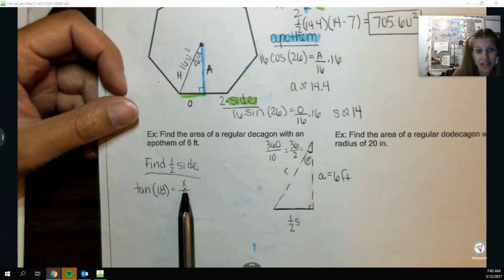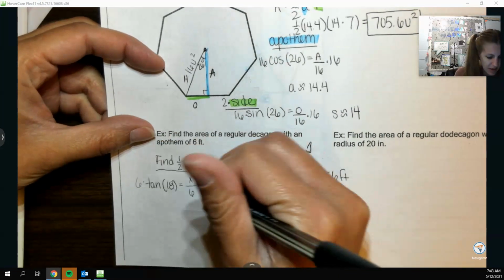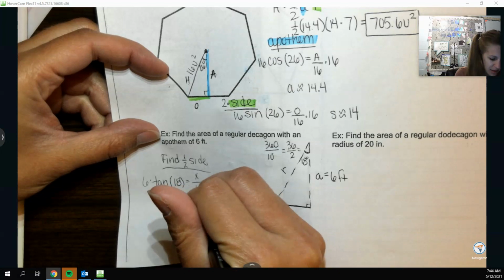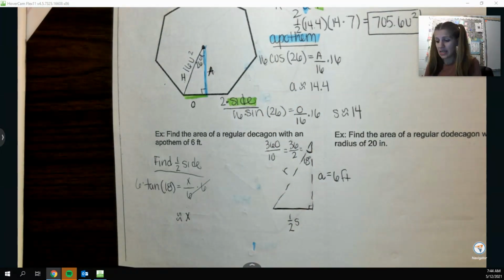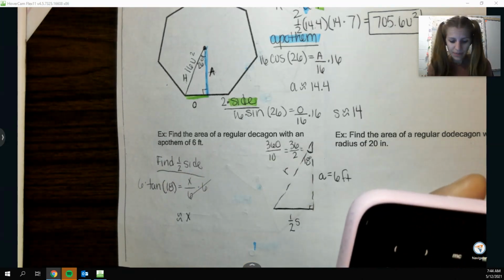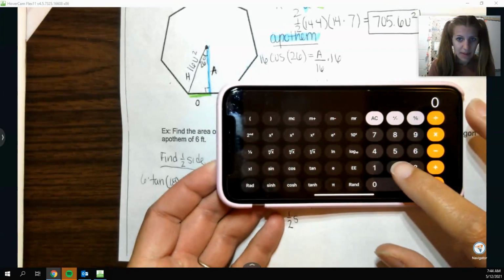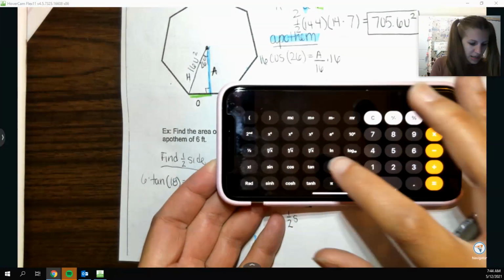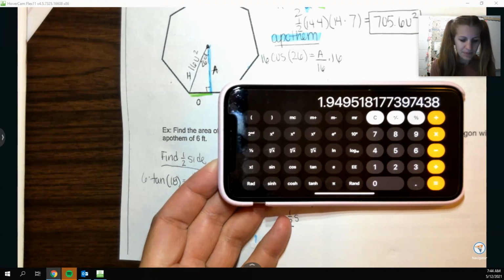Whenever my unknown is on top here, we're just going to multiply that number on the bottom away. And so it's whatever 6 times tangent of 18 is, so it's calculator time, y'all. And then I'm going to have to double it because this is half side. When I'm typing this in on my iPhone, I have to type it in backwards. So 18 tangent times 6.